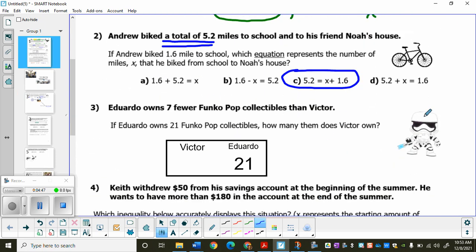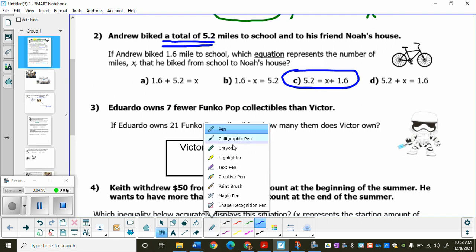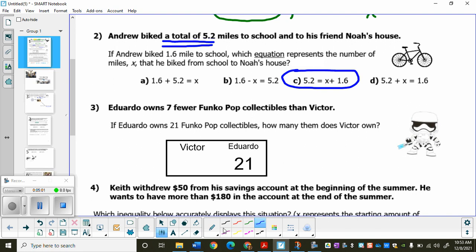Now I know a lot of you own these Funko Pop toys. So here we have Eduardo owns 7 fewer than Victor. So the first thing I want to ask you real quick, just based on that and that alone, if Eduardo has 7 fewer than Victor, who owns more? That's just a simple, quick comprehension question. If Eduardo has 7 fewer than Victor, that means that Victor here has more. So whatever number we get here for Victor should be more than Eduardo.